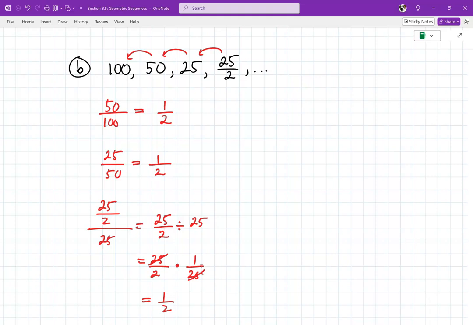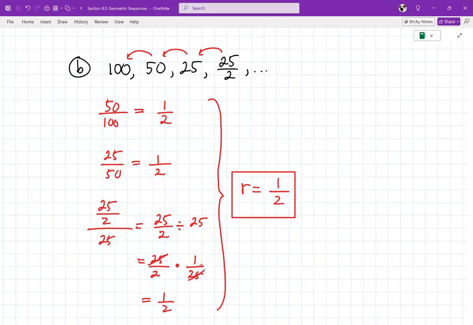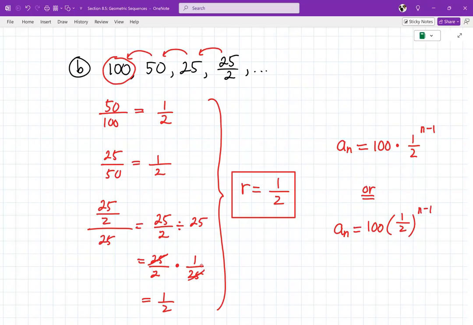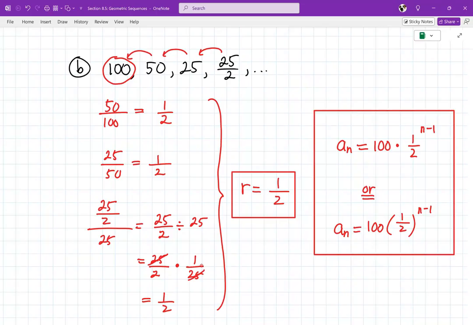So I have a common ratio. If you had a calculator, you could just type in 25 halves divided by 25. It should give you a half. But all of this basically told me that R is half. So now let me write the equation. A sub n equal to A sub 1, which is 100, times R, which is half, to the n minus 1. Either that or you can do A sub n equal to 100 times half to the n minus 1. Again, I prefer the bottom one just because it's more useful for me, but you choose whatever you like.